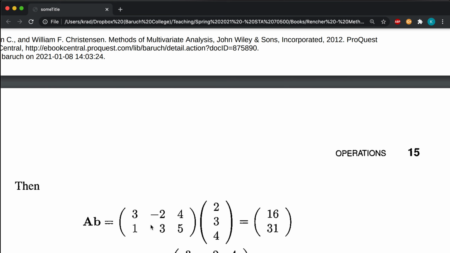So you see here, what is A doing? A is a matrix, and matrices in linear algebra perform linear transformations. A is transforming this three-dimensional vector 2, 3, 4 to this two-dimensional vector 16 and 31. That's another way of looking at it. So we're going from a three-dimensional space to a two-dimensional space.